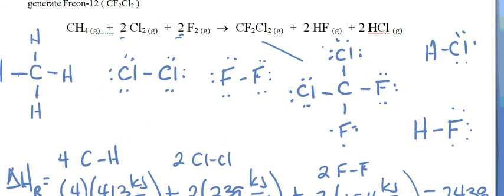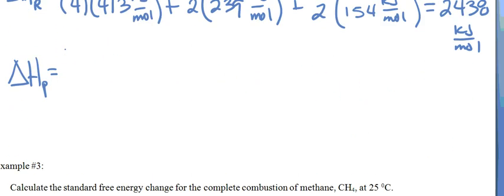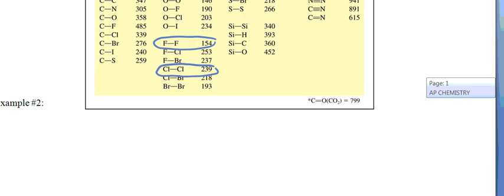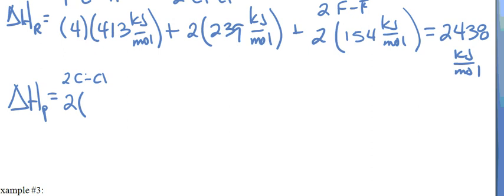We have our Freon 12 here, and we have 2 carbon to chlorine bonds. So let's go ahead and write that. 2 carbon to chlorine bonds. So I want to calculate that. Carbon to chlorine is right there, so 339. So I've got 339. And again, kilojoules per mole.